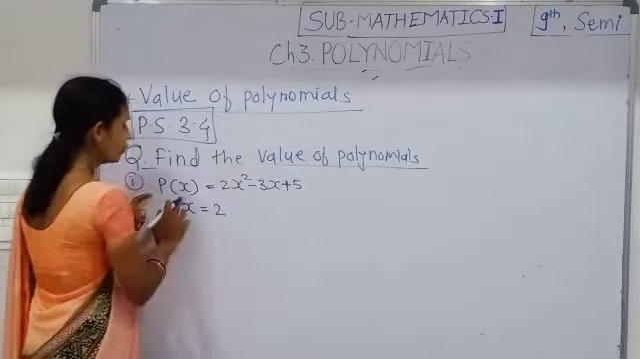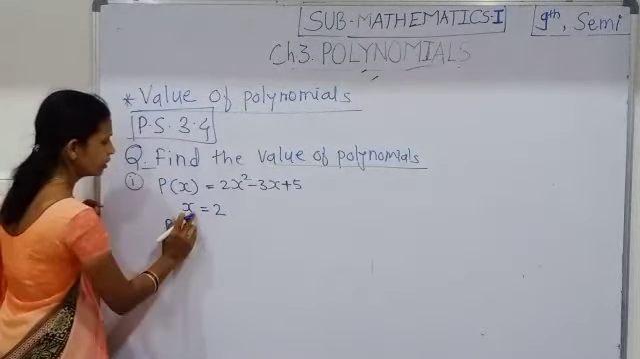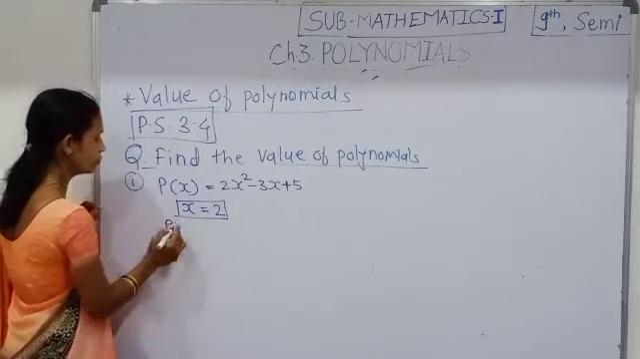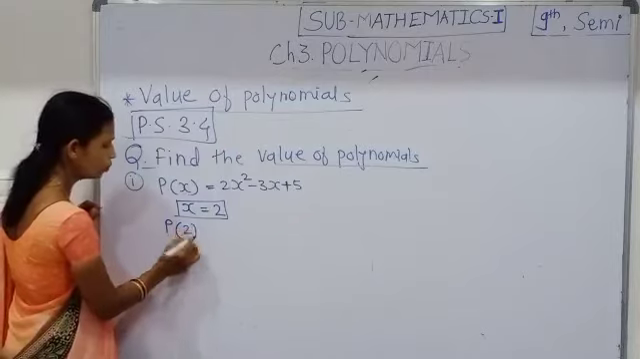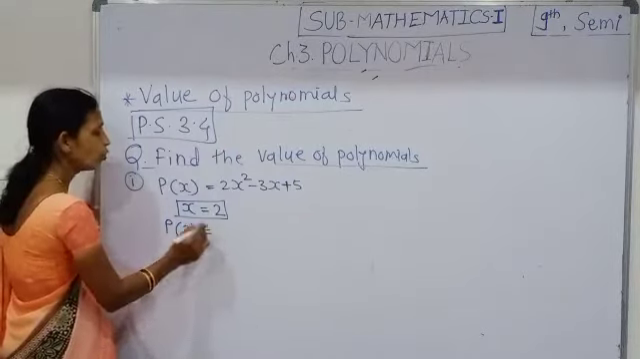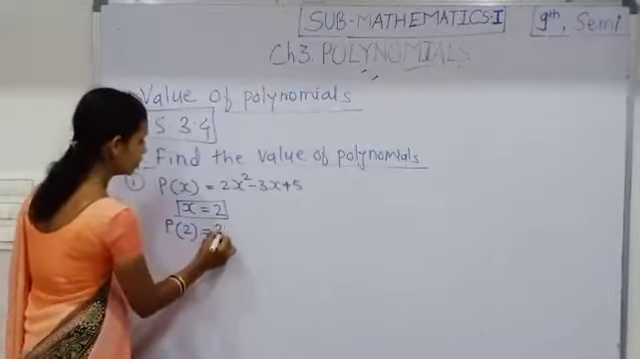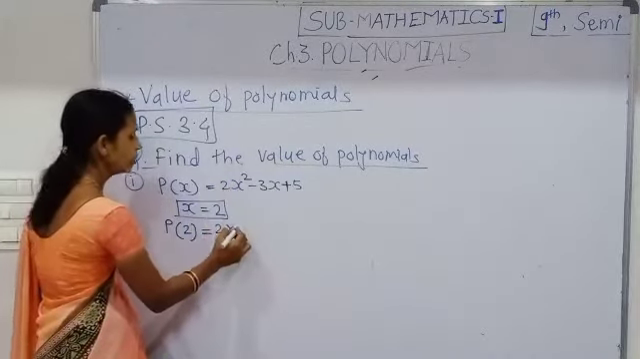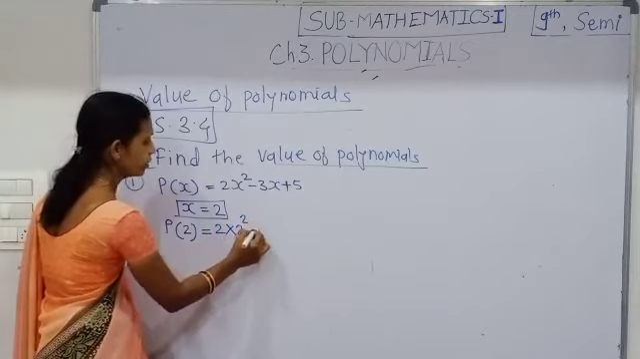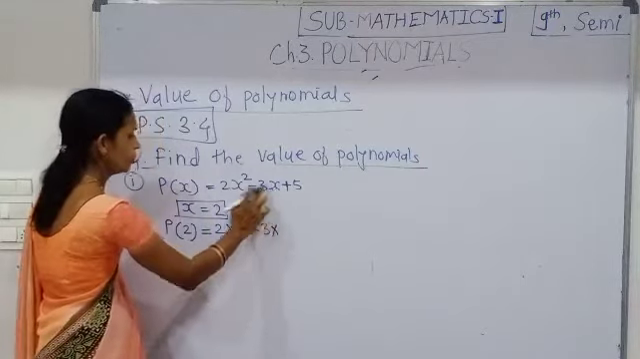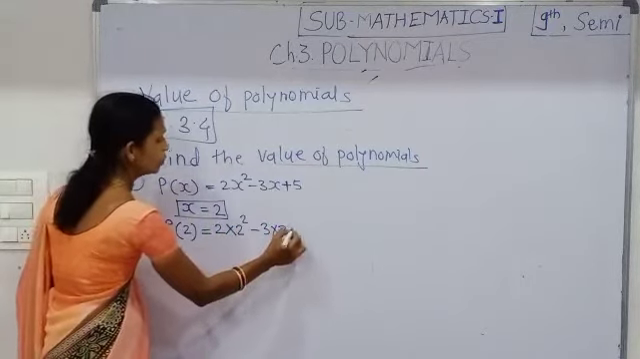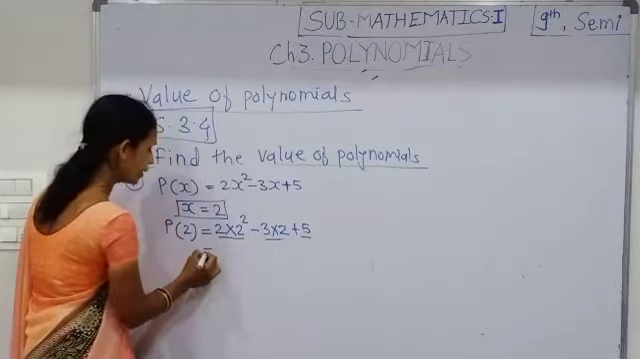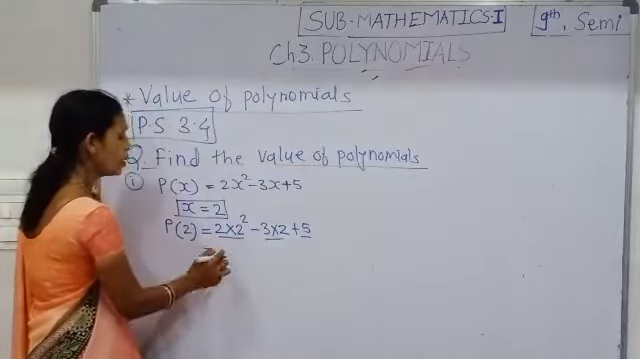Then we have to find the value of that polynomial for x equal to 2. Therefore p(2) is the value of that polynomial. Therefore putting the value of x in this polynomial, 2 into 2 square minus 3 into 2 plus 5. Then we have to simplify this, then we get the value of the polynomial.